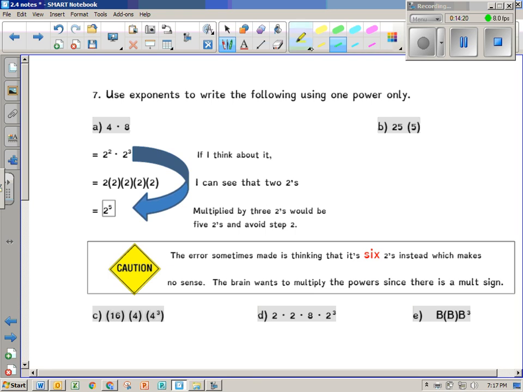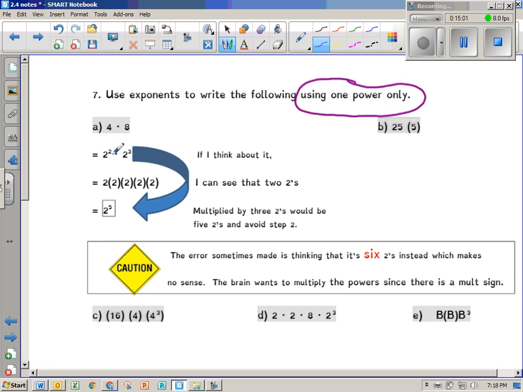Okay, let me get back to my pen if I can. And let's talk about how to use exponents to write a numerical expression using 1 power only. So we're not writing 4 times 8 as 32, even though I guess technically that would be 32 to the 1st power. But we're trying to get some number smaller than 4 and 8, and rewrite each number, and then get one expression that has a power in it.